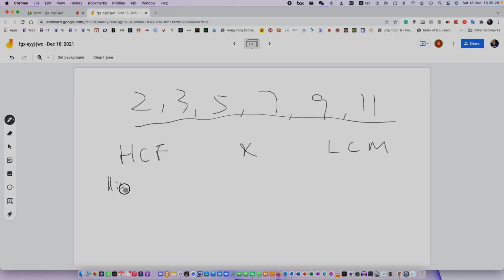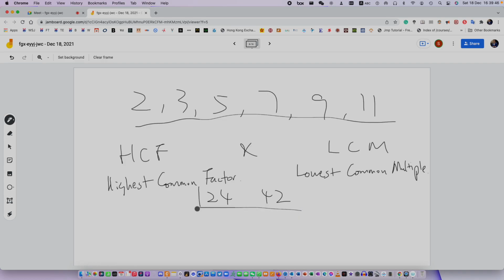HCF is called highest common factor. LCM is called lowest common multiple. I'm going to show you how you get these two. So what if you are given 24 and 42? So how do you do the HCF? So you're going to do it this way.